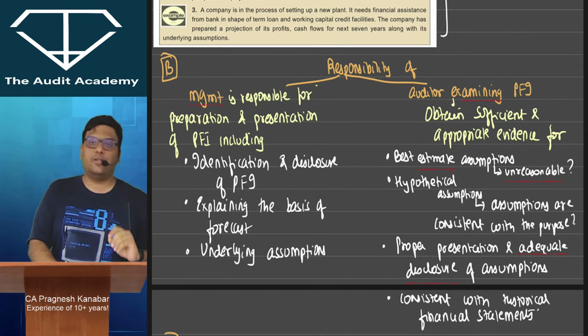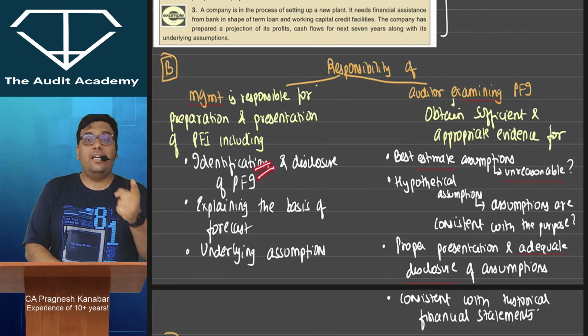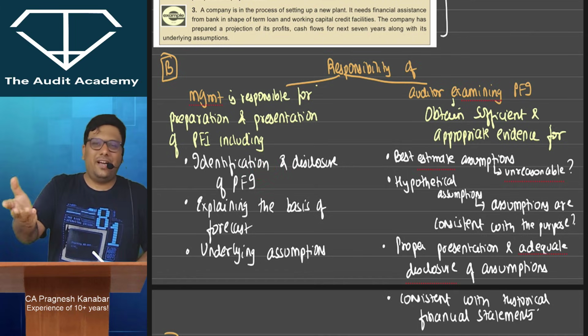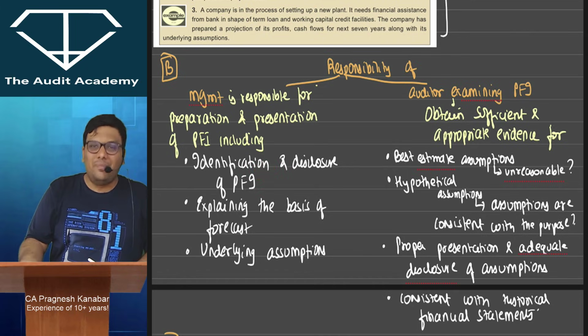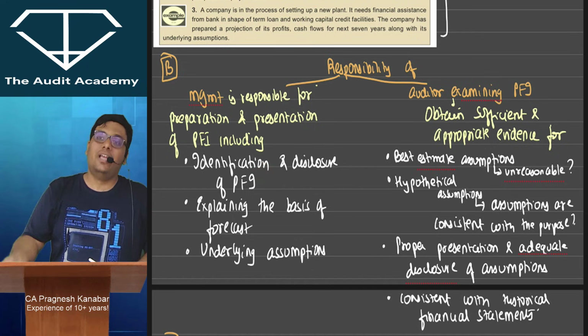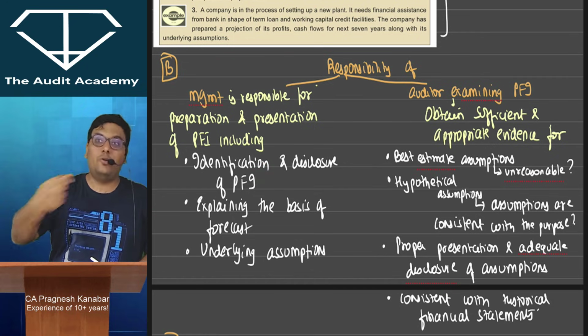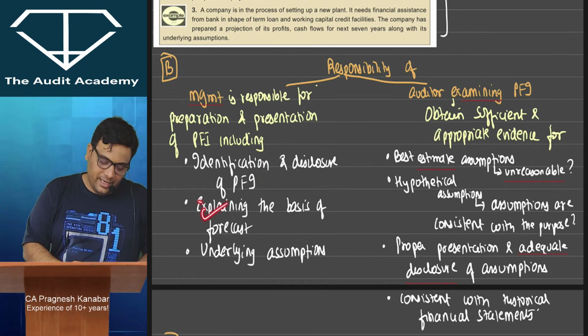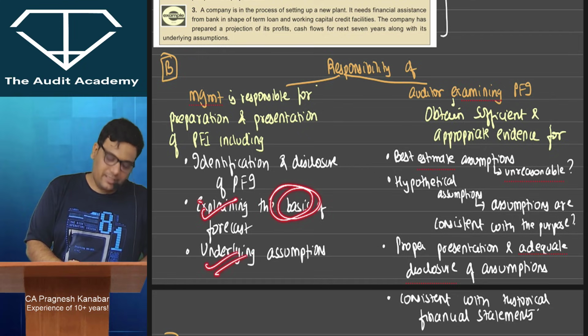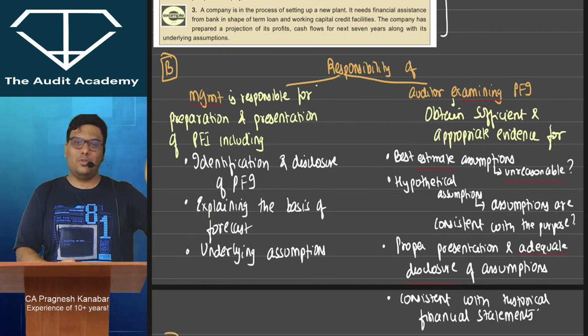What will be the responsibility of the management? All right, identification and disclosure of prospective financial information. They are only going to prepare PFI, prospective financial information. They are going to disclose everything. They are going to ensure that it is not misleading. All right, explaining the basis, the assumptions. So it is their job to do this.